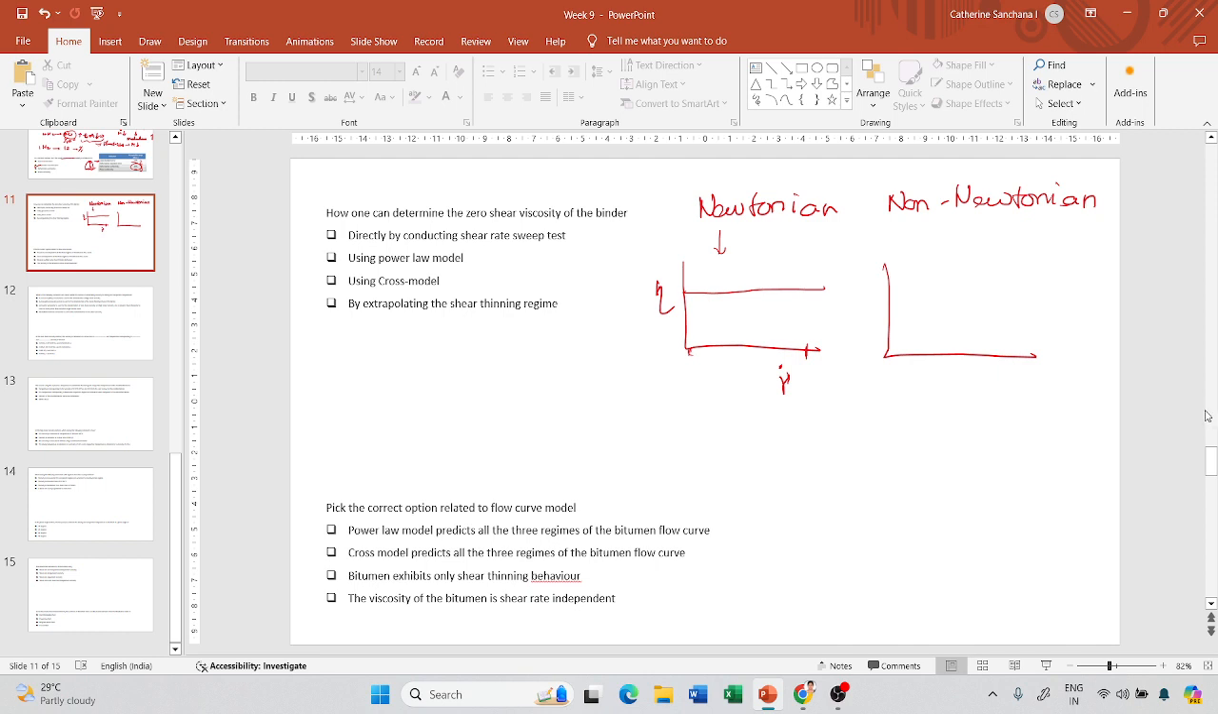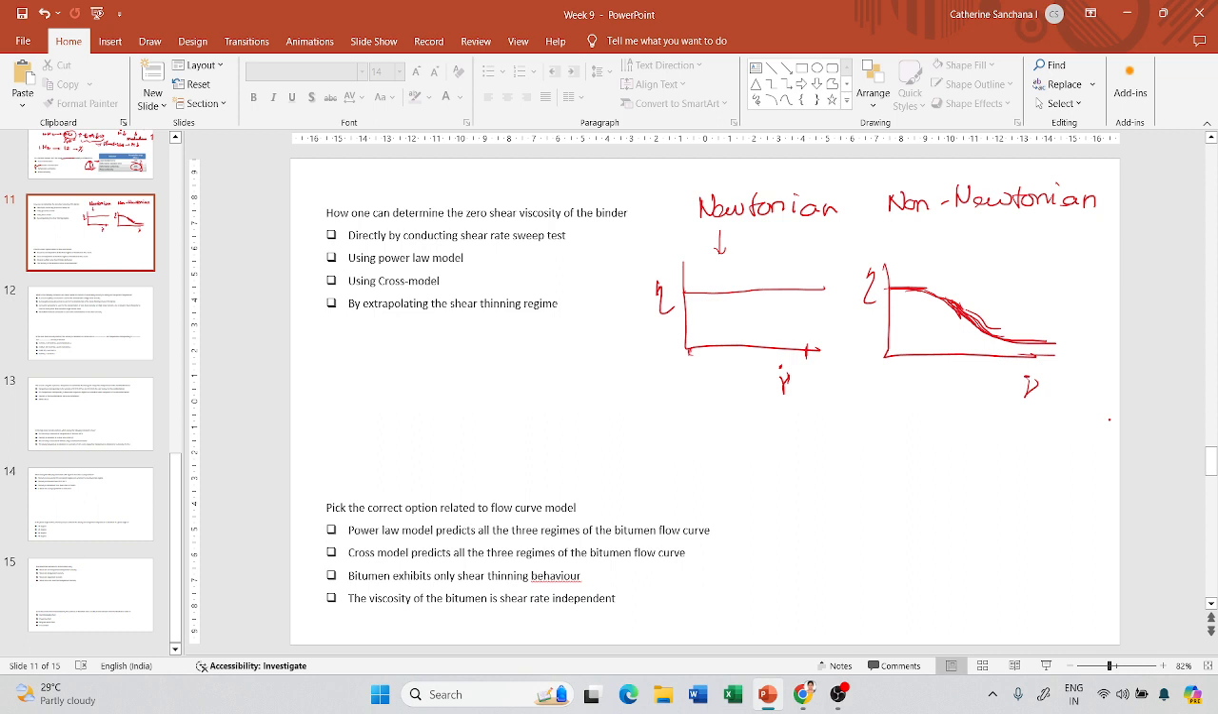In that case, the viscosity curve will have a constant viscosity at low shear rates, a shear thinning viscosity at intermediate shear rates, and a constant viscosity at high shear rates. Okay, so this is how my viscosity will look. Now, to measure this curve, I have to perform some experiments on the bitumen, right? So in that case, I have to use an equipment.